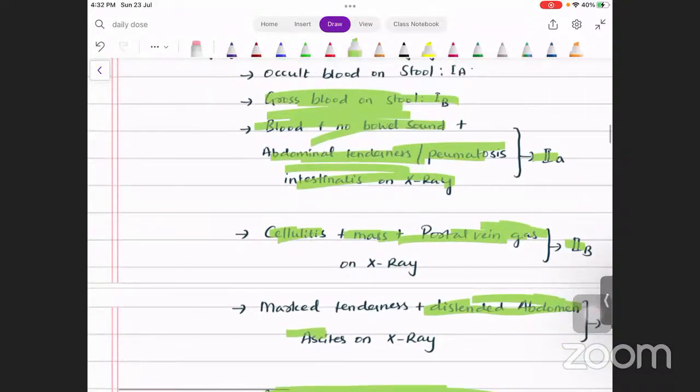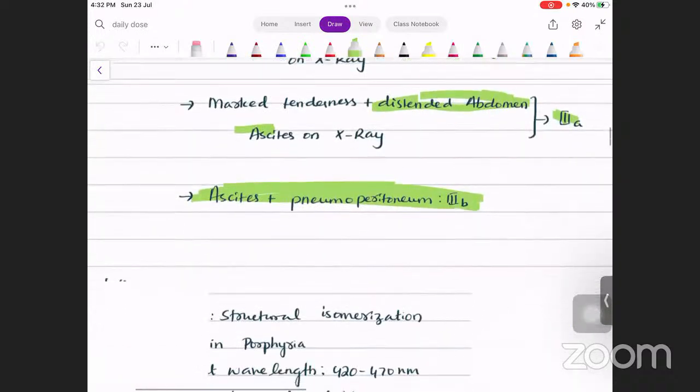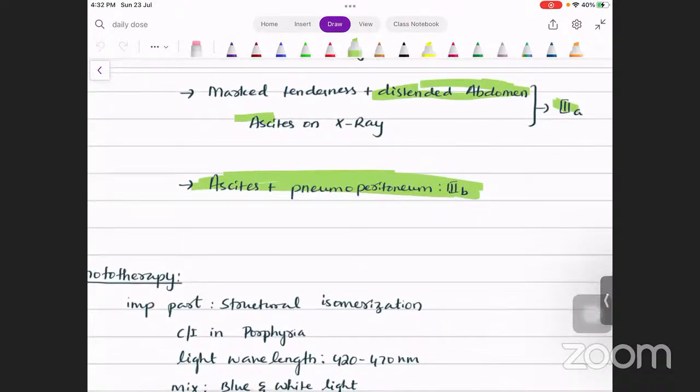So, mild blood 1A, gross blood 1B, blood with no bowel sounds with abdominal tenderness and pneumatosis intestinalis 2A, cellulitis, portal venous gas 2B, marked tenderness, distended abdomen, ascites 3A, and ascites plus pneumoperitoneum 3B.